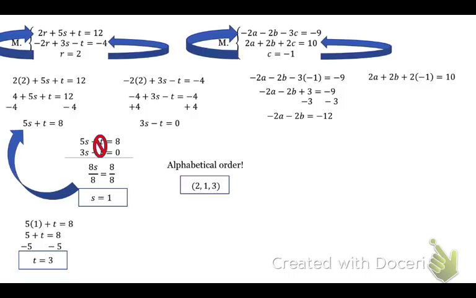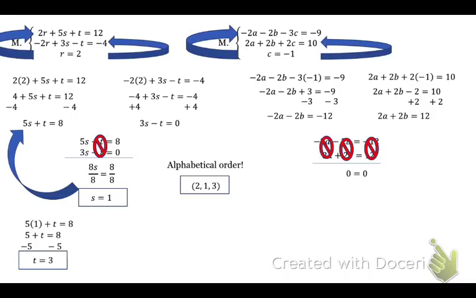Let's plug it into the bottom. 2a plus 2b plus 2 times negative 1 equals 10. Well, 2a plus 2b minus 2 equals 10. Add that 2, so 2a plus 2b equals 12. Put those on top. Those cancel, those cancel, those cancel. Whoa. So you're left with 0 equals 0. Whoa. Which is true in every universe, including Earth, because we are a planet in a universe.